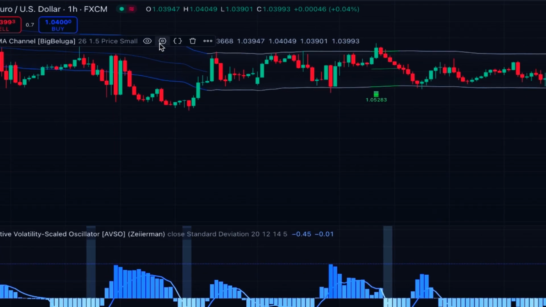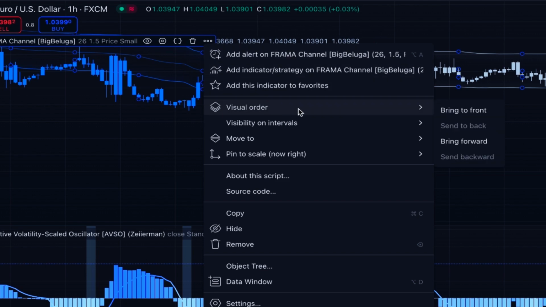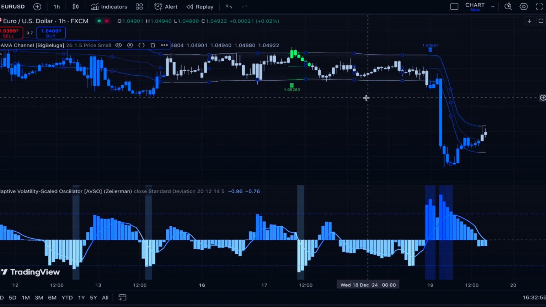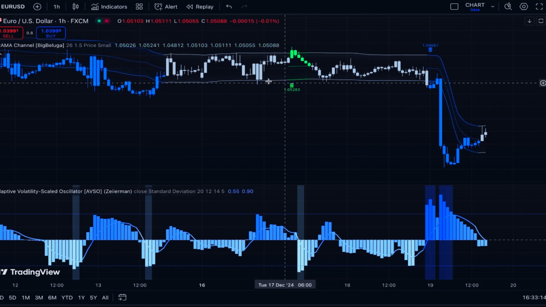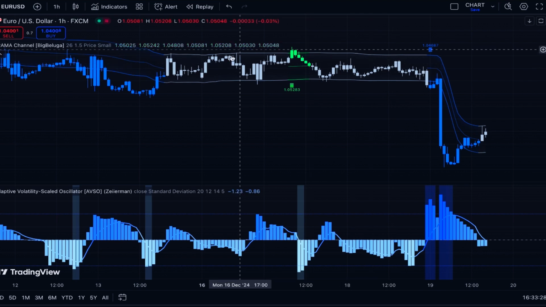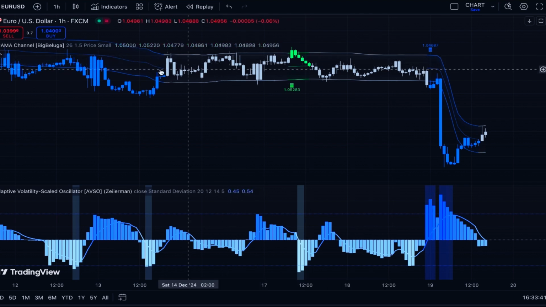First, for the indicator, we click on these three dots, and then for visual order, we click on bring to front. So the candles will be colored based on their position regarding the channel. Basically, when the price crosses above the upper band or below the lower band, it gives the possibility that a change in the price direction may happen. And when the price remains inside the band, it shows very low momentum in the market, and so the possibility of a flat market. In this situation, the candles are gray.